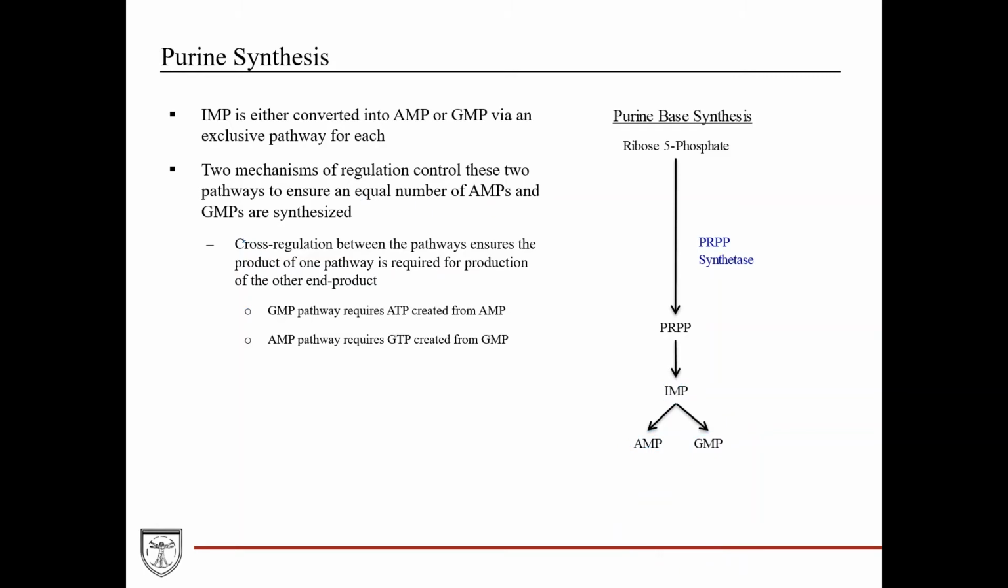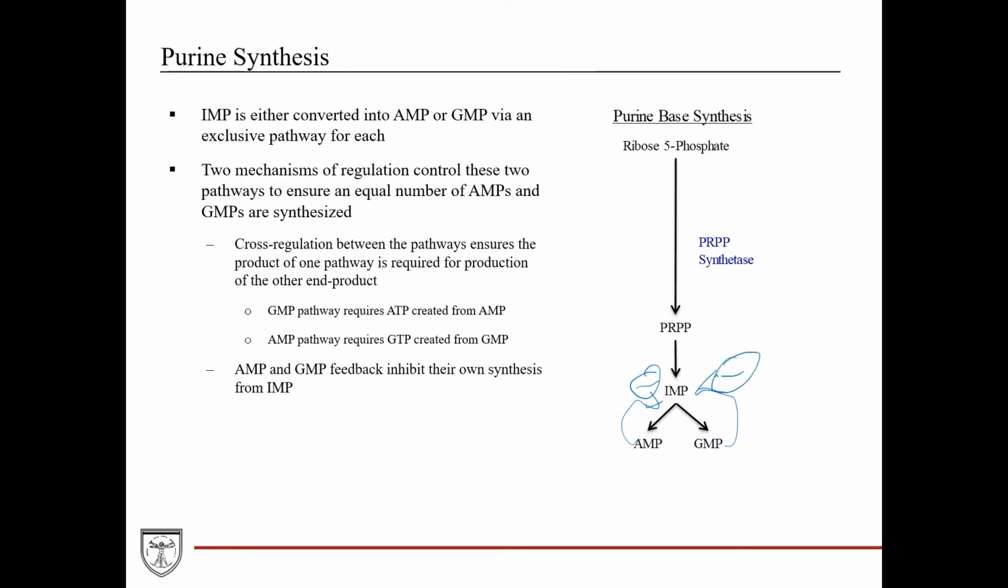that ensure there's an equal number of AMPs and GMPs synthesized. So first you have cross-regulation between the pathways, where essentially one product from one is needed for the other. So first you have the GMP pathway, which actually requires ATP from the AMP pathway. So the AMP pathway generates this ATP, which is then used by the GMP pathway. Vice versa, the GMP pathway produces GTP, which is then used by the AMP pathway to produce AMP. So if you shut down synthesis of one, you're also going to decrease the other, because if you decrease AMP, you'd have decreased ATP, and then you're going to lead to this, and then vice versa. And then on top of that, AMP feedback inhibits its own synthesis.